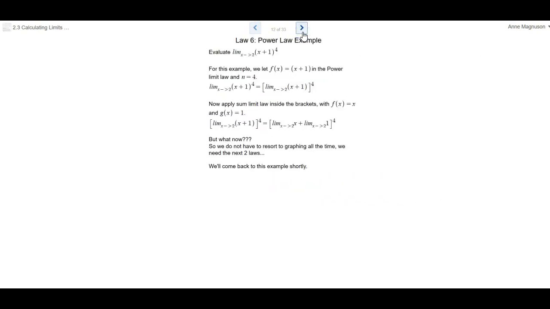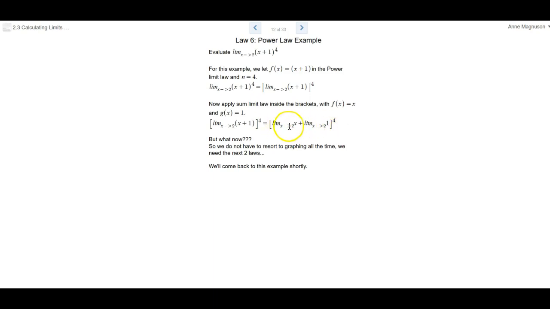So let's look at an example. Here we have the limit as x approaches 2 of quantity x plus 1 to the 4th. So that law is telling me that I can bring this limit symbol inside this power, right? So I can find the limit of this expression inside this power. So I can apply the sum law that we just saw. So what's inside here is equal to the limit as x approaches 2 of x plus the limit as x approaches 2 of 1.